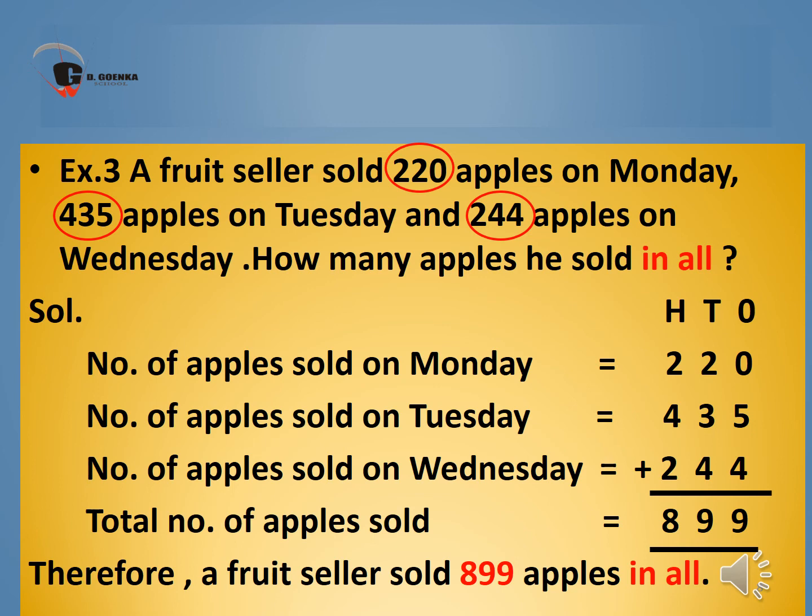Then we will add the tens value, which is 2 tens plus 3 tens plus 4 tens, which is equal to 9 tens. Now let's add the hundreds value, which is 2 hundreds plus 4 hundreds plus 2 hundreds, which equals 8 hundreds. So total number of apples sold is 899. So 899 is our answer, dear students. Now let us put it into a statement. Therefore, a fruit seller sold 899 apples in all.